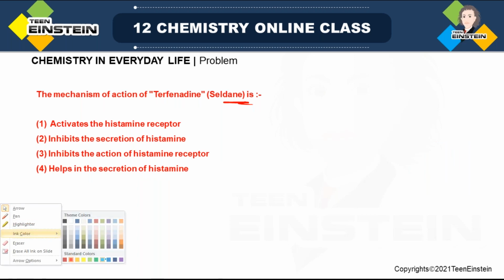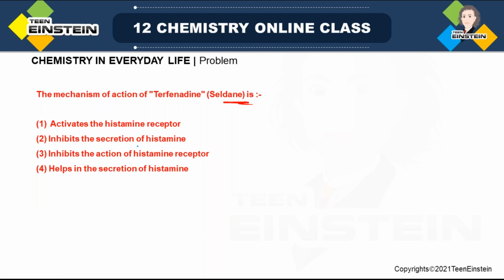receptor. So see, it is asking that it activates the histamine receptor, but it is actually blocking the role of histamine. Fine. So that is why we cannot say it is activating. It is actually the opposite. So this is not correct. It is not possible. Inhibit the secretion of histamine. Now it is not directly inhibiting the secretion of histamine. It is actually inhibiting the action of the histamine receptor.